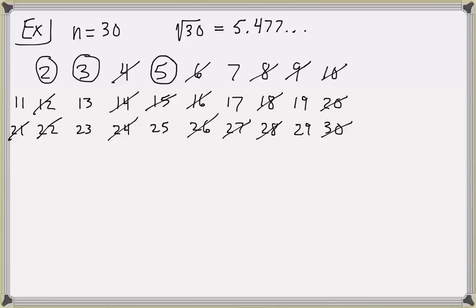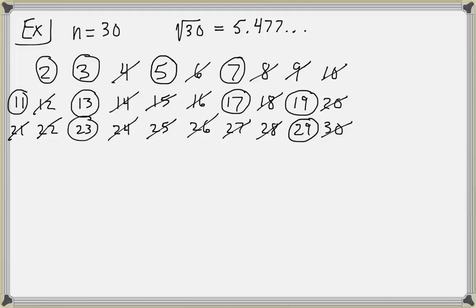So once I've crossed out all the multiples of 5, all the remaining numbers in this list must be prime. So 5, 10, 15, 20, 25, let's cross that out, and 30. So all the other numbers that remain must be prime because they have no divisor that's less than or equal to the square root of 30. So 7 is prime, 11, 13, 17, 19, 23, and 29. So these are all the primes that are less than or equal to 30.